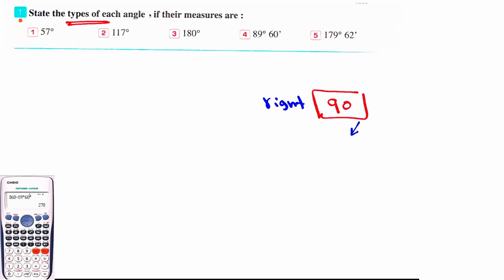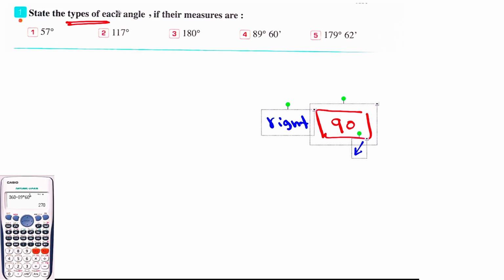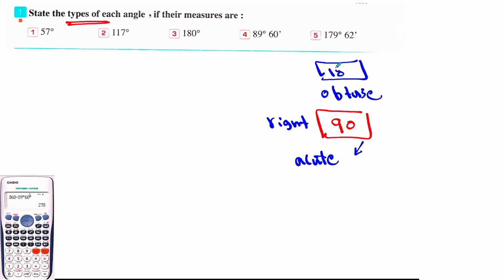Any number that is less than 90 will be located right here within this vicinity. However, if you take a number that is greater than 90, this is called an obtuse angle. If an angle measures exactly 180 degrees, it is recognized as a straight angle, forming a flat line. Conversely, if an angle measures more than 180 degrees, it is classified as a reflex angle, extending beyond a straight line and curving back on itself.